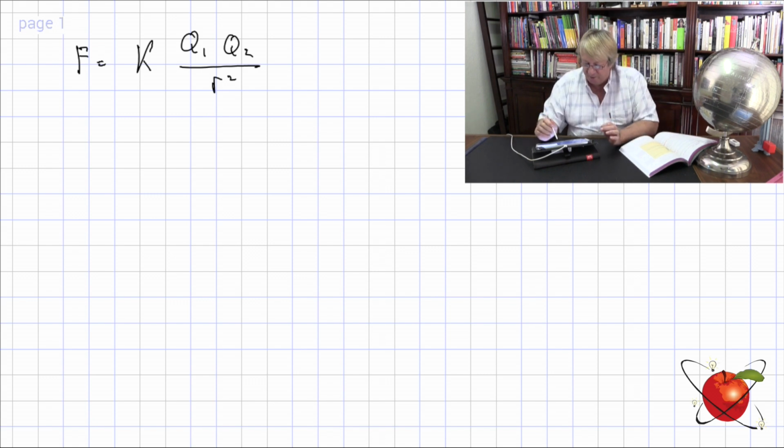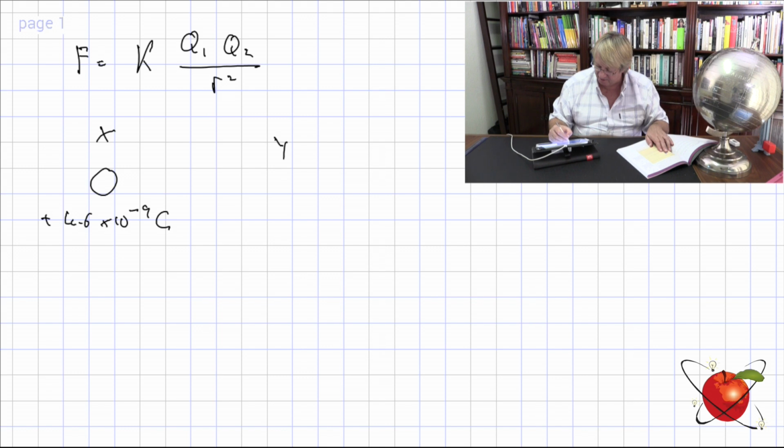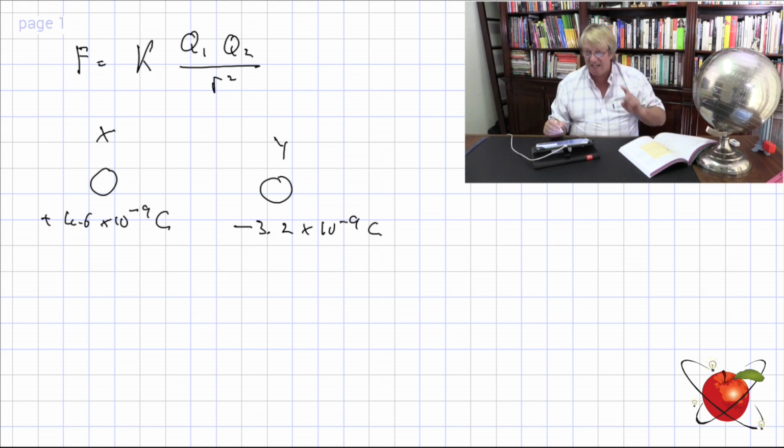Let us start off with a fairly straightforward and simple one, right? Let's say we've got two charges, X and Y. We've got charge X over here, and that is plus 4.6 times 10 to the minus 9, which means nanocoulombs. The other one is going to be Y, and that's going to be minus 3.2 times 10 to the minus 9 coulombs. They're nanocoulombs.